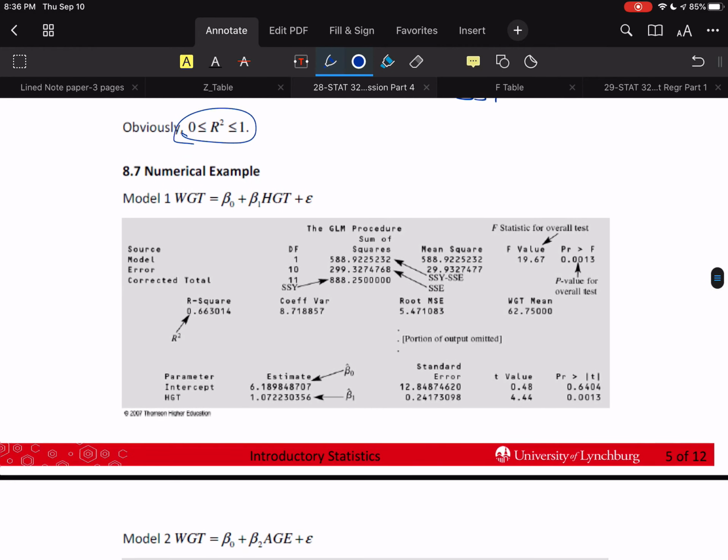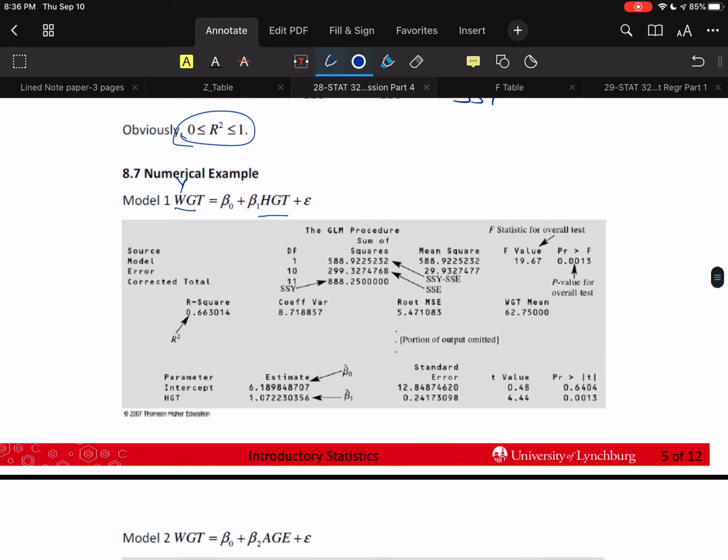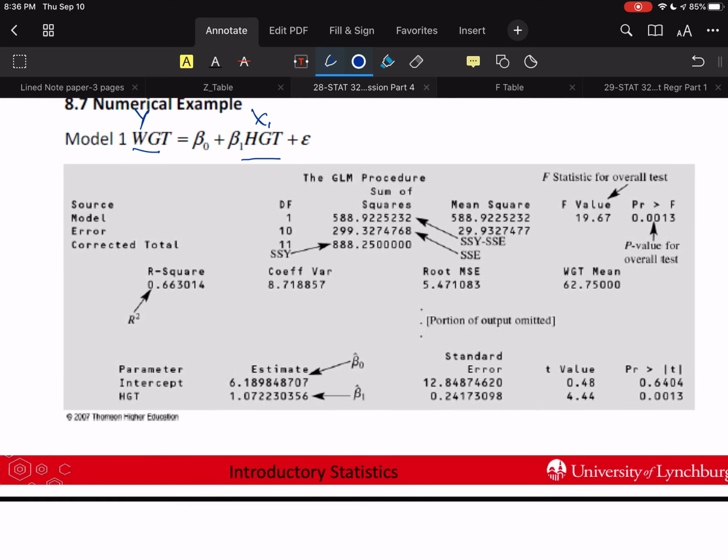Now let's look at a numerical example here where we're trying to estimate weight based on height. And so this would be our y, and this is beta naught plus beta 1 times our x1 variable here, height. And so we have an ANOVA table. Notice that our R squared is here, 0.663. Our SSY is here. This is called the corrected total. And then our SSE is here, so you'll notice that.